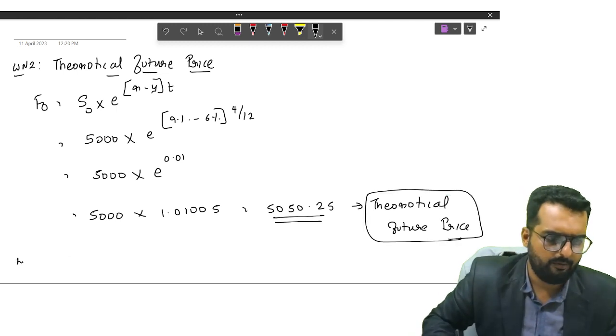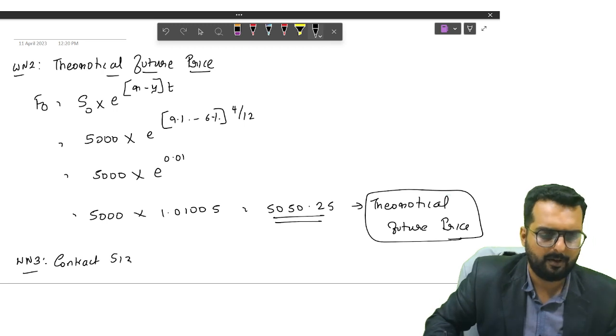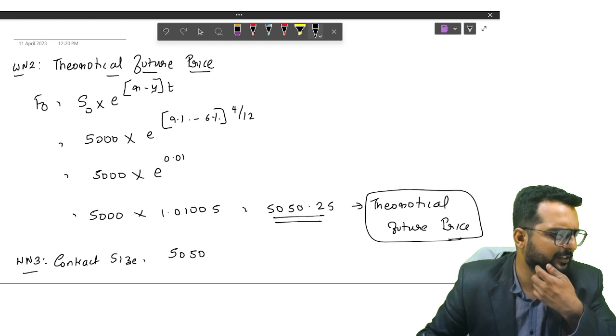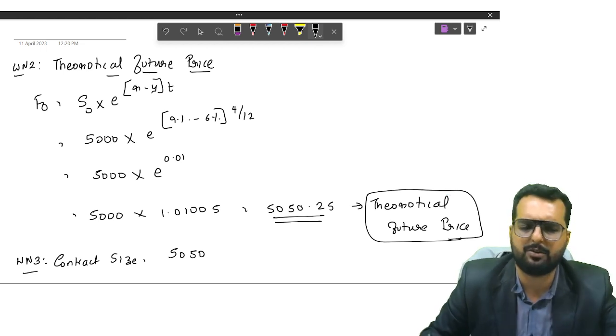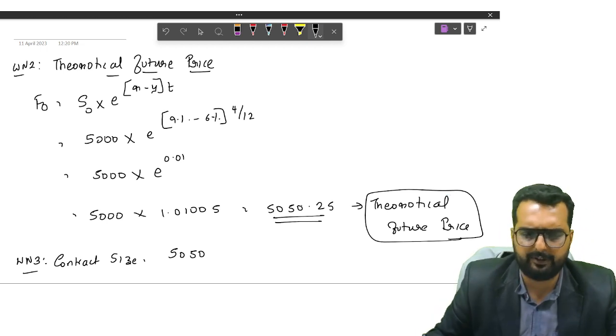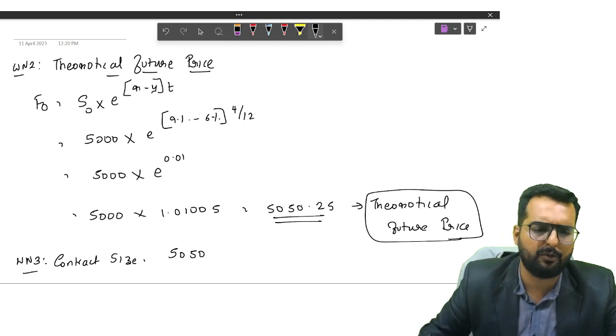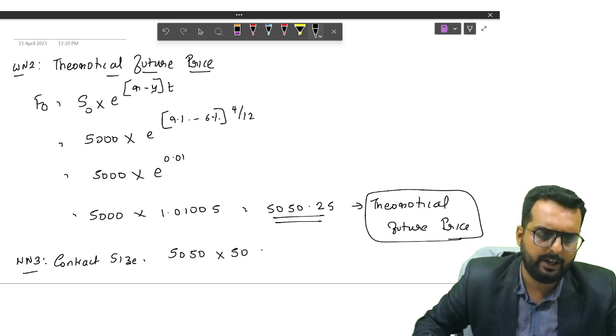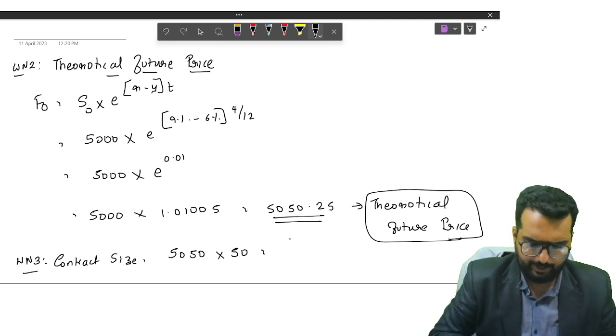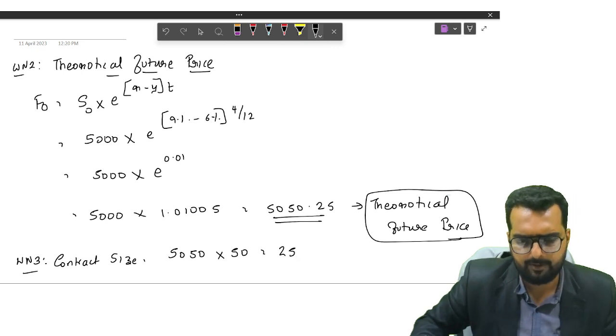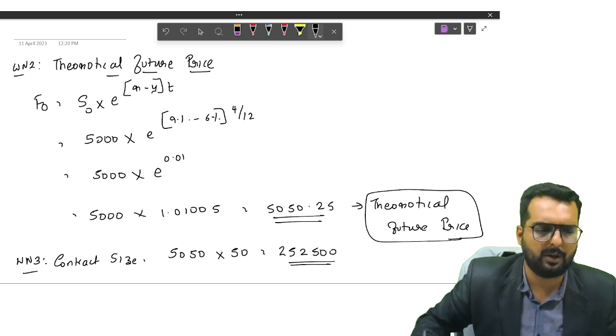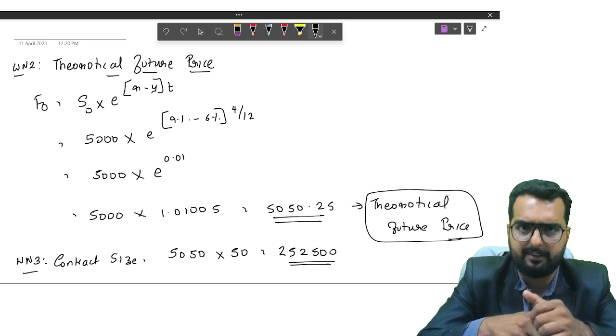Alright. Now, we can also go and find out the contract size. So the contract size will be 50. They have taken it as 5050 in your textbook, friends. They have not taken e raised to rt. So they got 5050. I have done it accurately. We got 5050.25 into 50 is the multiple. So if I do this, I'll get the number as how much? 2,52,500. That will be my contract size.